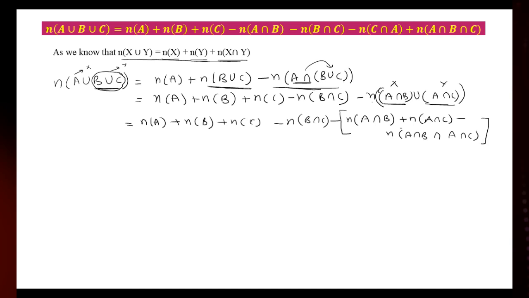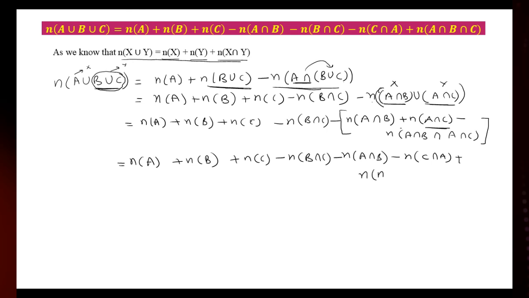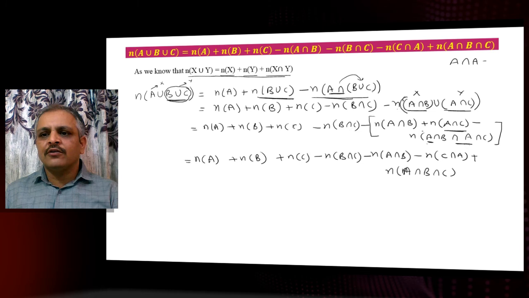Okay, let's simplify this. Number of elements in A, number of elements in B, number of elements in C, minus number of elements in B intersection C, and if I remove this bracket, then minus A intersection B, minus C intersection A or A intersection C, as the intersection is commutative, and minus minus will become plus. You can say A intersection B intersection C. Why? See, A intersection A will be equal to A. Law of identity, that is A intersection A is again equal to A. So that I applied here, so no need to repeat it again and again.